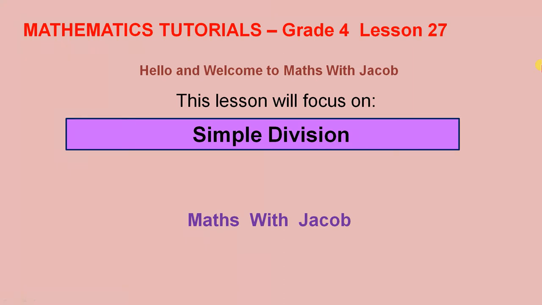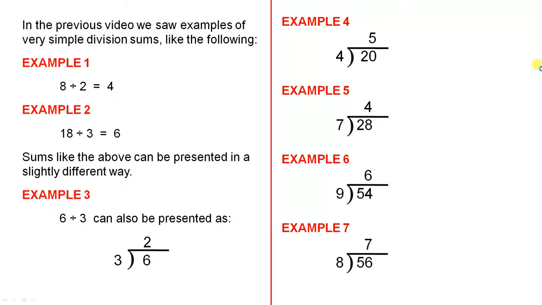This lesson will focus on simple division. In the previous video, we saw examples of very simple division sums like the following. Example 1, 8 divided by 2 equals 4. That means 2 divided into 8 goes 4 times.